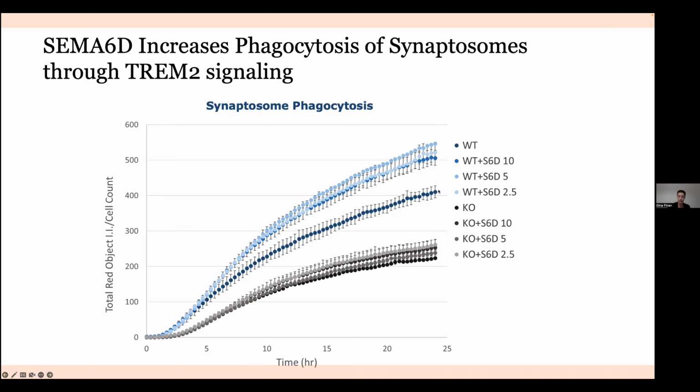Treatment of TREM2 knockout cells, the black points, with SEMA6D, however, elicited no added responses at any of the varying concentrations, 0.5 or 2.5 micrograms per ml. And since no SEMA6D concentration further increased phagocytosis in the TREM2 knockout cells, this suggests that SEMA6D is signaling through TREM2, and phagocytosis of synaptosomes is dependent on TREM2 signaling.